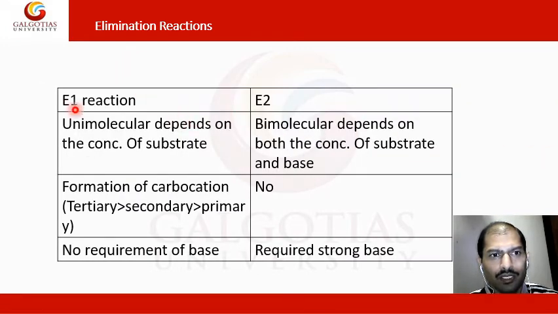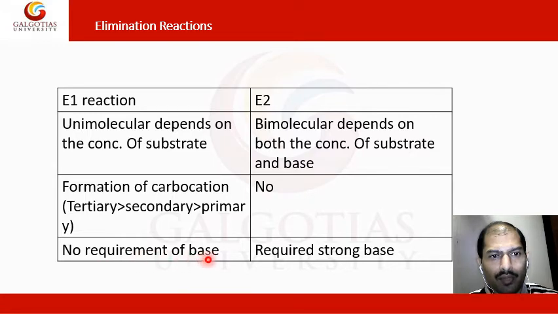So if you see the difference, E1 is unimolecular and depends on the concentration of the substrate. E2 depends on the concentration of the substrate and the base, which attacks at a particular specific carbon. In E1 there is formation of a carbocation, and the stability order will obviously be tertiary, secondary, primary, but in E2 no such intermediate is forming in between.